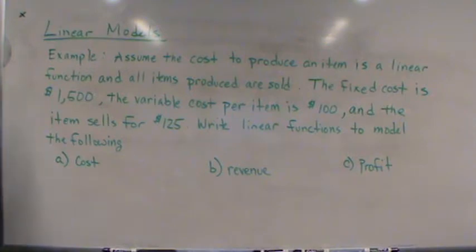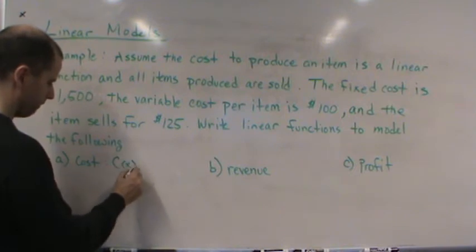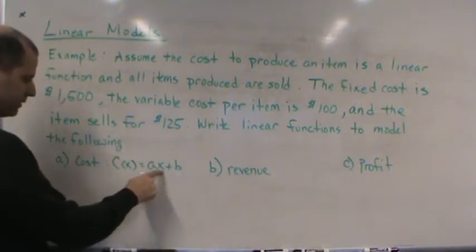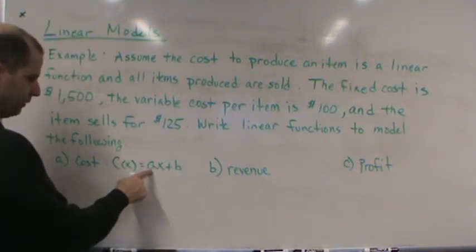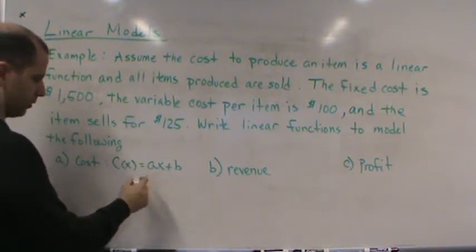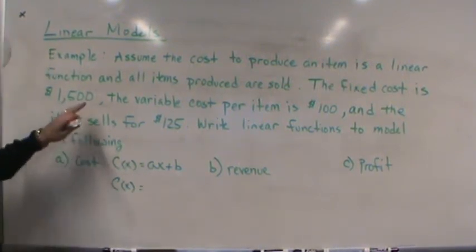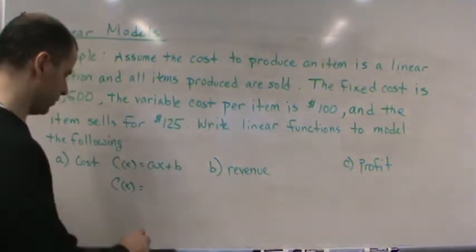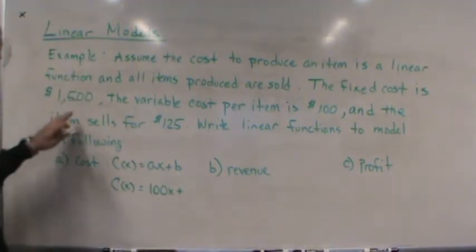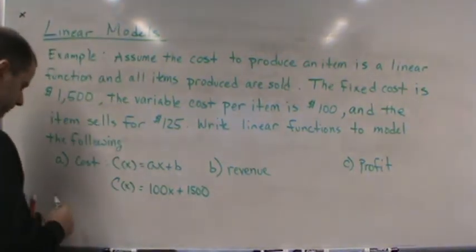So the first one is cost. Okay, so cost is going to be, remember, it's going to be the ax plus b, right? So it's going to be, this is the variable cost, right? It's attached to x, it's per item. And this is the fixed cost. So our answer is going to be what? Well, what's the variable cost? The variable cost is $100 per item, so it's going to be a is 100. And then the fixed cost is $1,500. And so that's our answer.